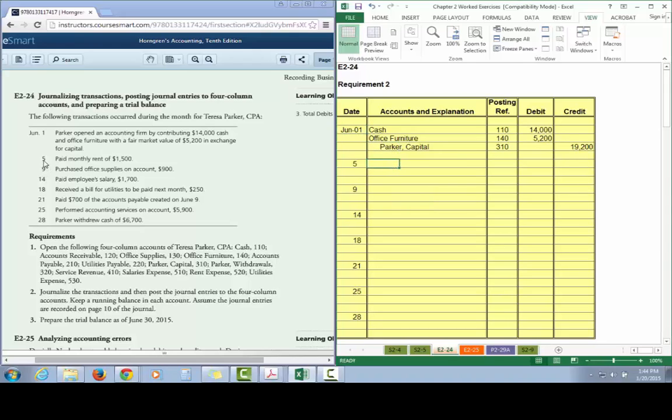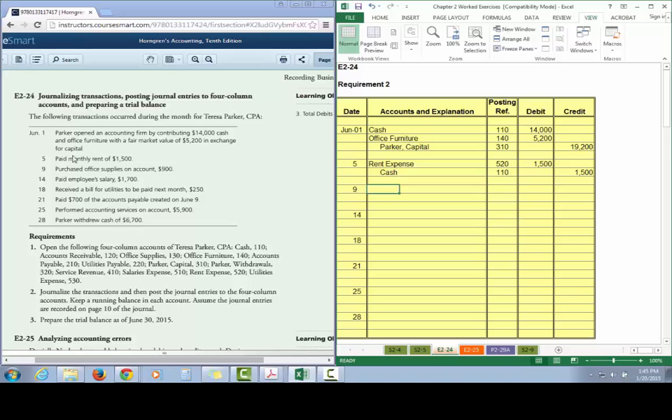So the second one is June 5th. It said paid monthly rent of $1,500. So we have rent. Rent is an expense. So we're going to debit rent expense, and it's account 520, okay? And for $1,500. And since we're paying it, we're going to credit our cash for $1,500. Okay? And they didn't ask us to put descriptions here, so we don't have to do that for this problem.